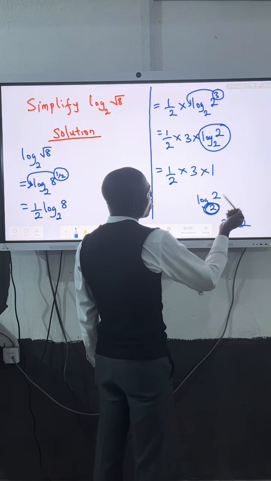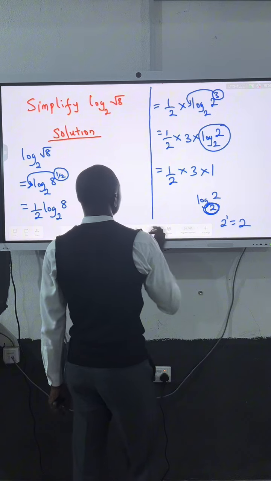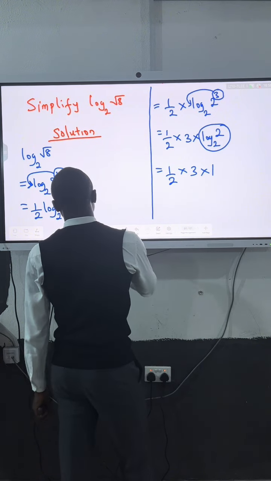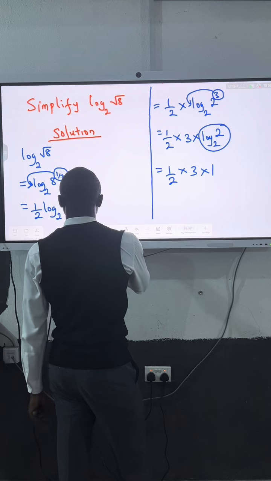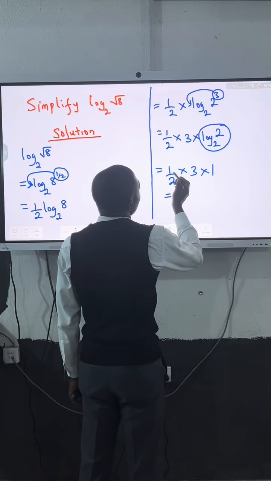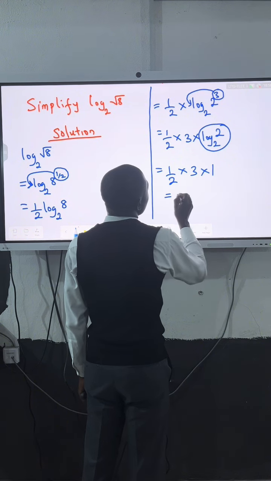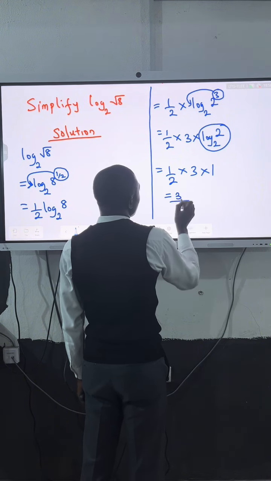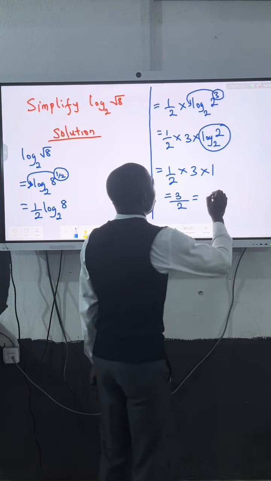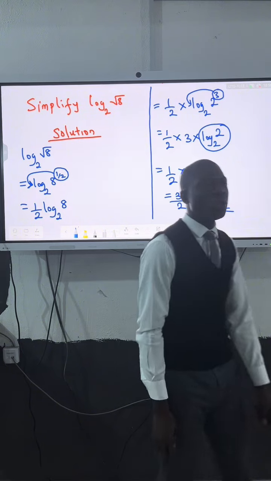So log 2 to base 2 is 1. If you multiply this out, 1 times 3 gives you 3, times 1 gives you 3, all over the 2 here. So the answer is 3 over 2, or 1 whole number 1 over 2. This is the final answer to that question.